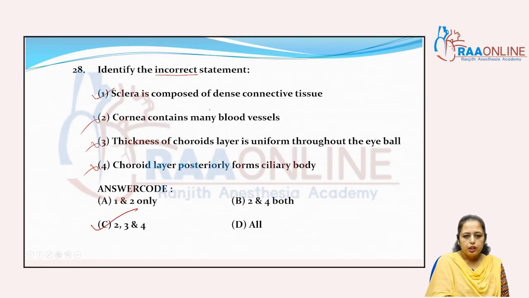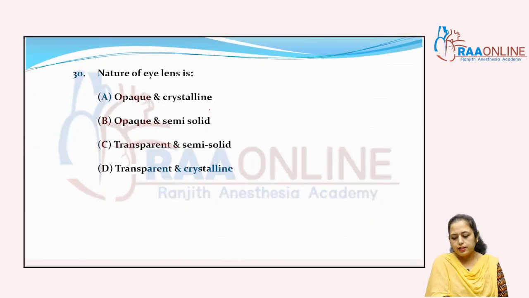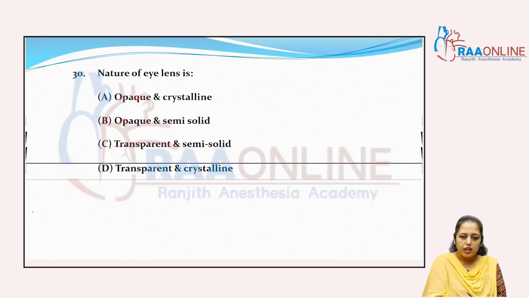Clear? Now come to the next question, that is the nature of the eye lens, right? When we talk about the lens, we know that the lens is transparent and crystalline in nature. It's not opaque. If it is opaque, then we will not be able to see anything. Just in case, the opacity of the lens is seen in the case of cataract, right? So that's why the opaque options are wrong. Transparent and semi-solid, no, it's transparent and crystalline. So the answer is D, right?